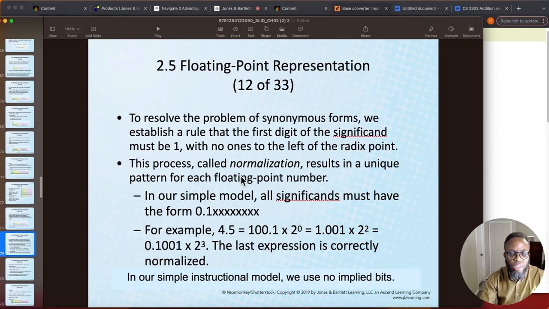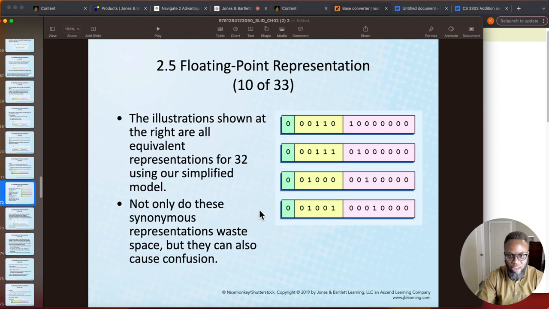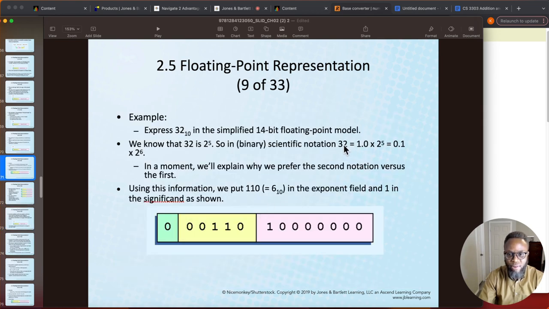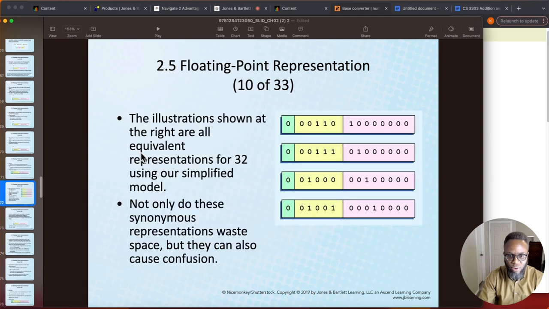Yes. So this process called normalization results in a unique pattern for each floating point number. And in our simple model, all significands must have the form 0.1 followed by the remaining bits. Okay, so if you go back to our previous example, that's why we said the normal form of 32 is 0.1 times 2 to the power of 6. That's the normal form.